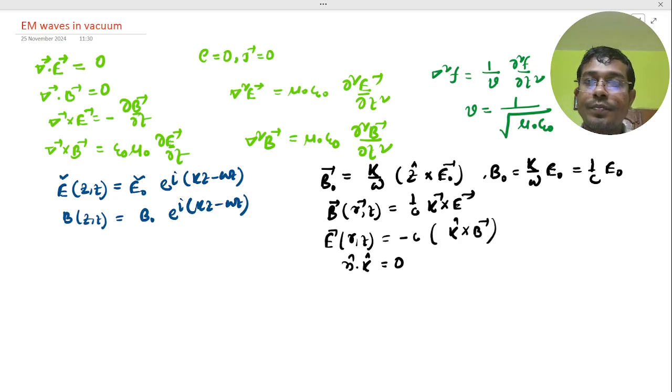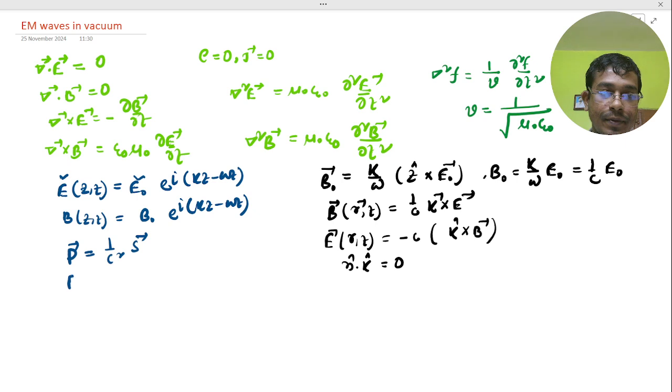So the energy and momentum in the EM wave: the momentum density stored in the field, P, is 1 by c square S, where S is the Poynting vector. For a monochromatic plane wave, we get 1 by c u z.